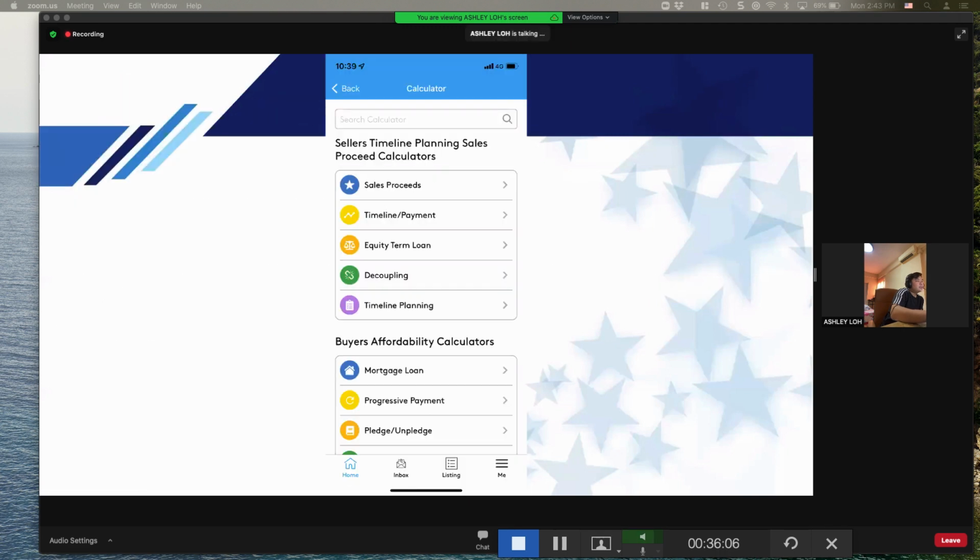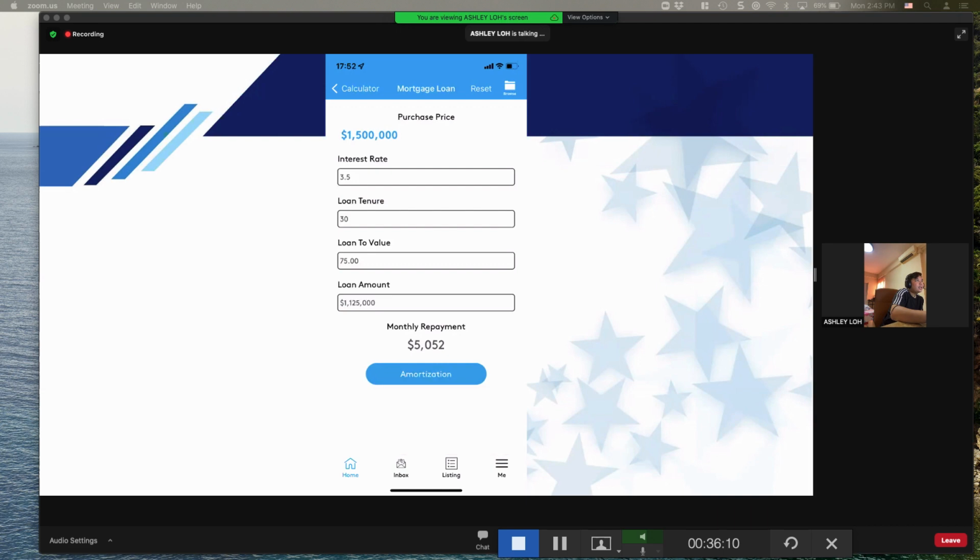Okay, so again, to emphasize, mortgage loan, you see mortgage loan over there, you key in 1.5 million. For pledging, unpledging, bankers, you cannot adjust the interest rate. Bankers will always base on a standard market 3.5% with a 30 years tenure to calculate your pledging, unpledging amount. So you must always be based on this.